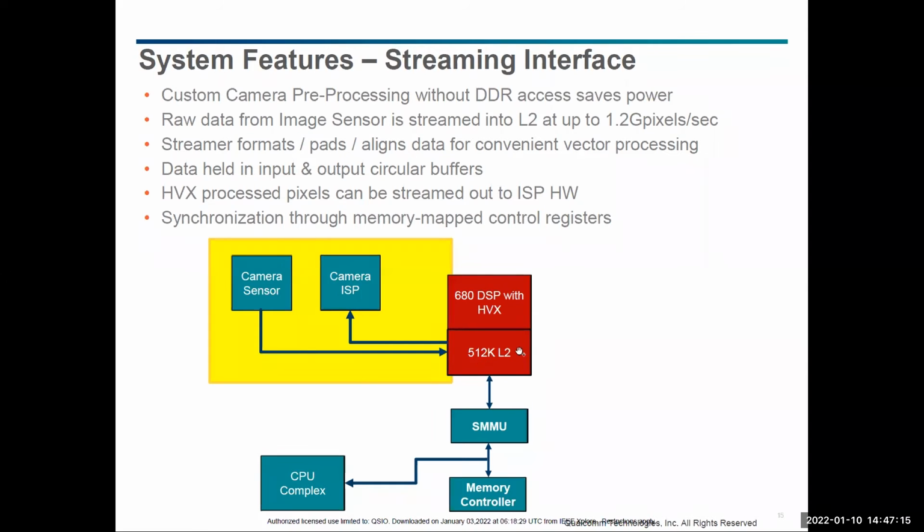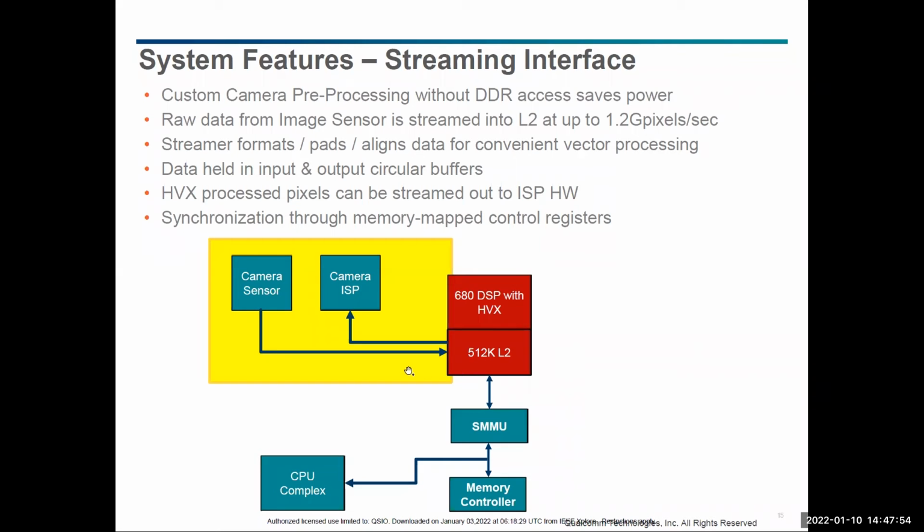There are multiple reasons for this, but mainly the power that is needed in storing the data to the DDR and then again fetching the data to do post processing is significantly higher. So that's why the camera sensor data is directly streamed into the L2 cache, and this is like raw data. So certain things that the streamer does is it can stream up to 1.2 gigapixels of data in every second. So that's like a huge amount of data that comes into the L2 cache.